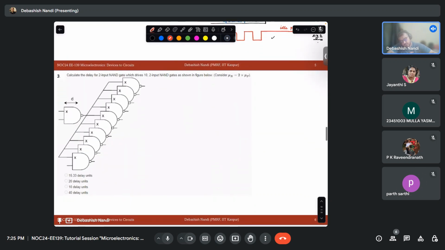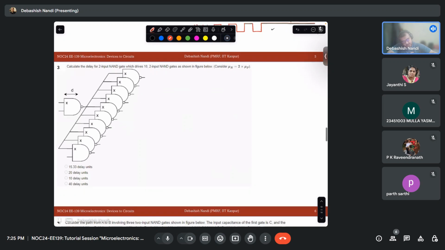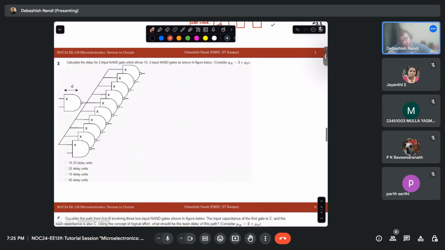So now moving on to the next problem. They want us to calculate this delay D for the two input NAND gate. Means I am putting some signal here, so what time does it take to come to this? The NAND gate drives 10 two input NAND gates as given below. Mobility is this, this is this. Okay, fine.